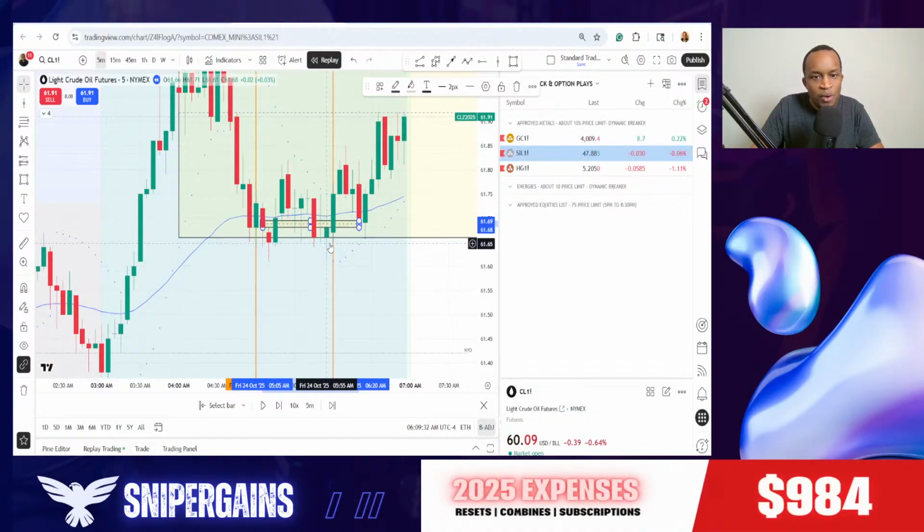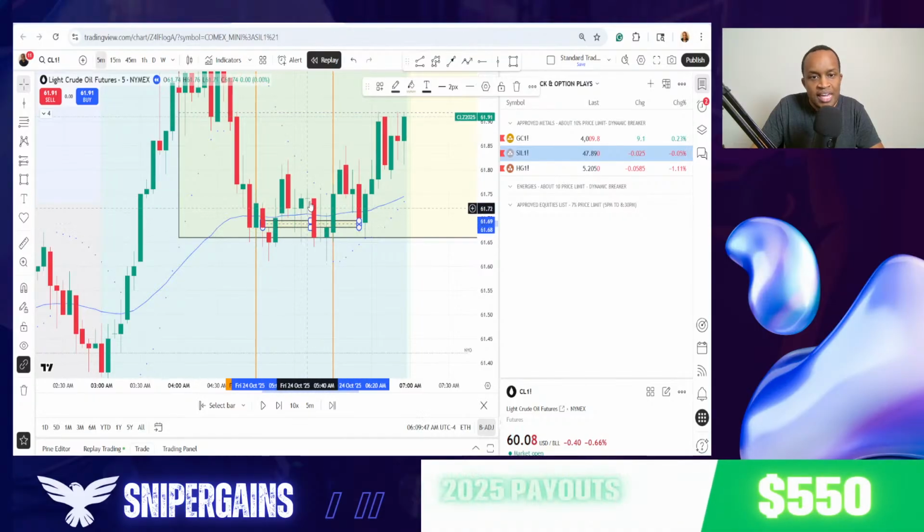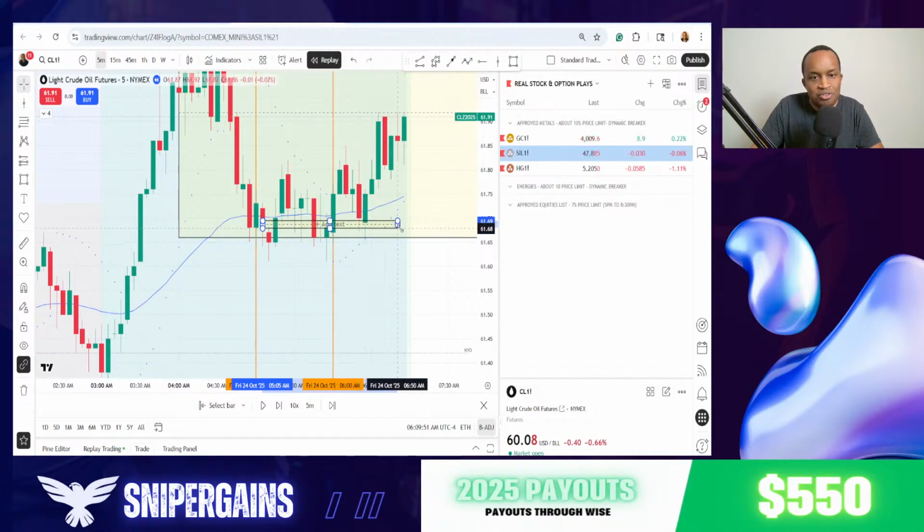But the reason why I wait, on a conservative play, for the 55-minute candle to close in is because it can get a little bit choppy. So if you just wait for it to close in, you'll be good. It has already filled the gap. So what I like to do in this case is I would have to use a late entry.